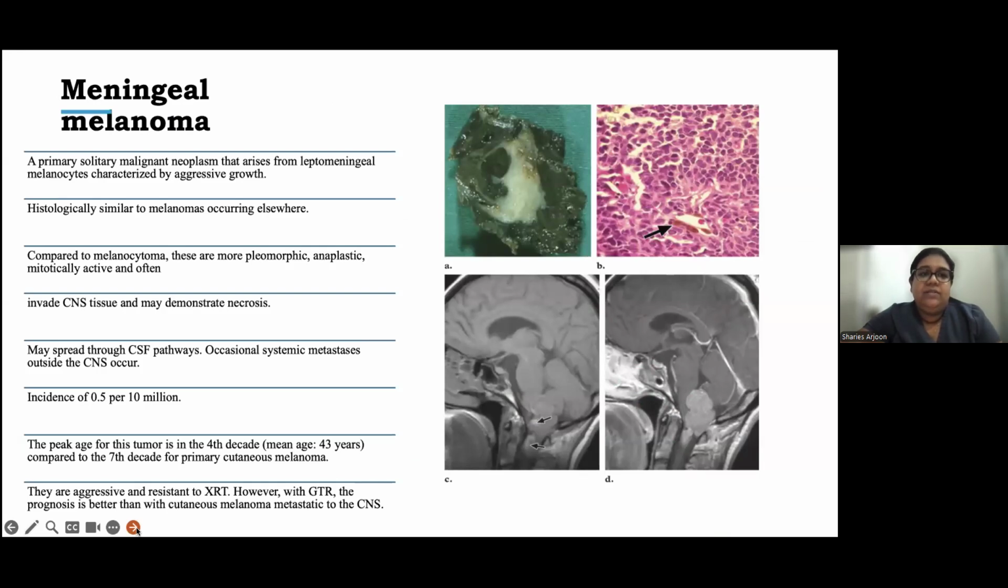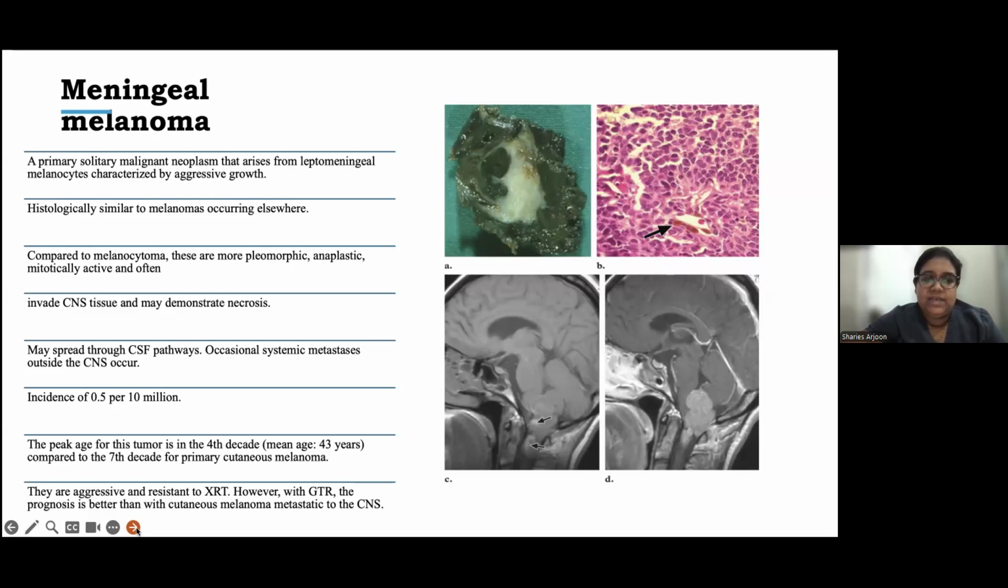With meningeal melanomas, these are primary solitary malignant neoplasms that arise from the leptomeningeal melanocytes, and they are characterized by aggressive growth patterns. Histologically, they are similar to melanomas occurring elsewhere, and compared to melanocytomas, these are more pleomorphic, anaplastic, mitotically active, and often invade CNS tissue and may demonstrate necrosis. They may spread through the CSF pathways.